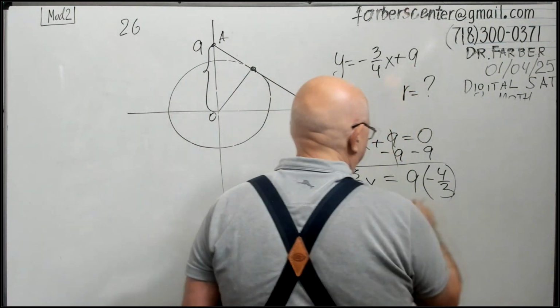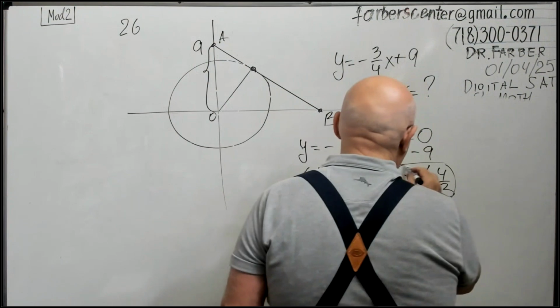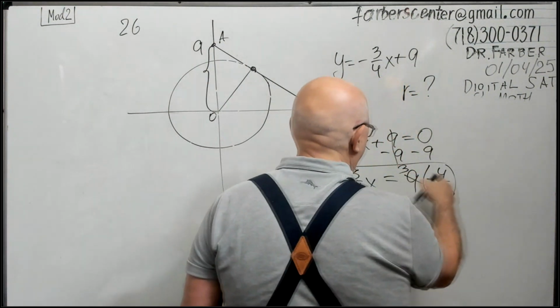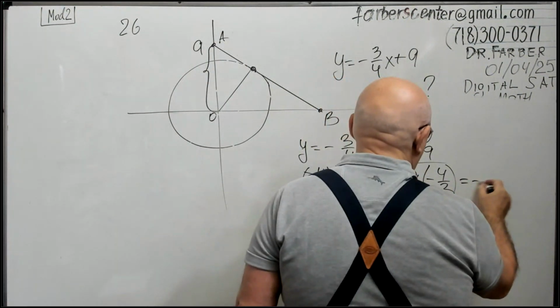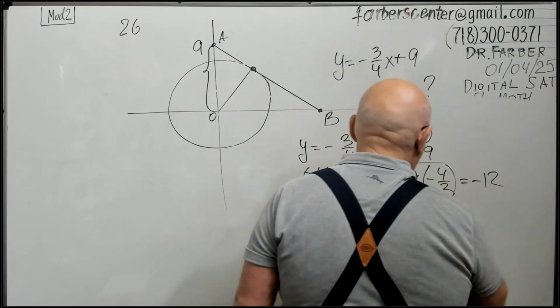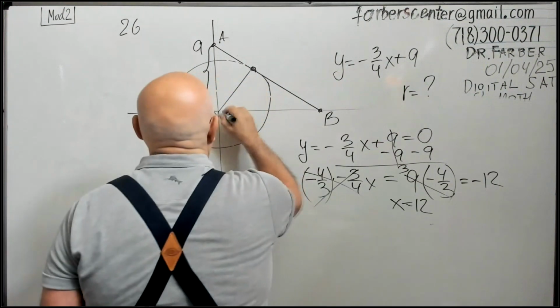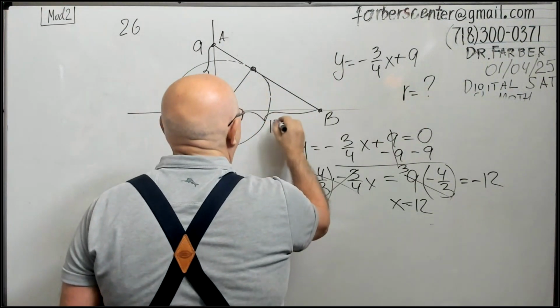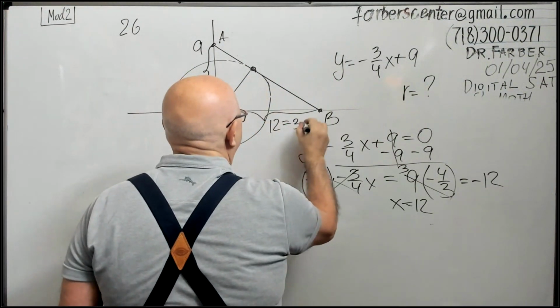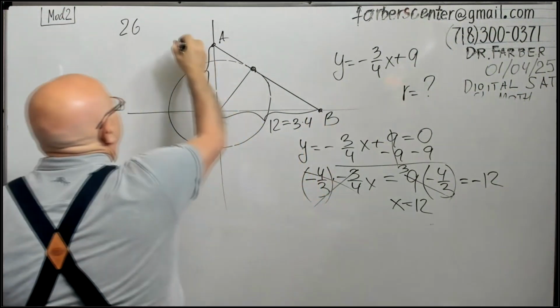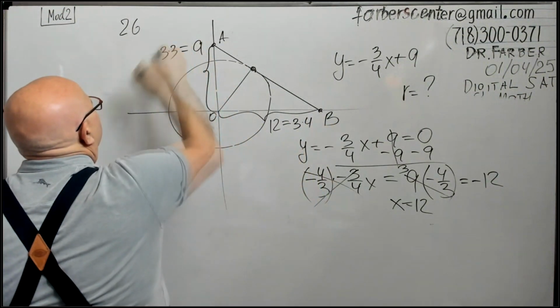Minus here. 3 closer to 9 times 4, 12. Negative 12 equals negative x, or x equals 12. So this is 12. What is 12? 12 is the same as 3 times 4. What is 9? It's the same as 3 times 3.